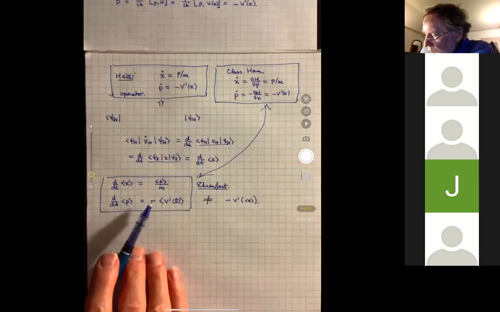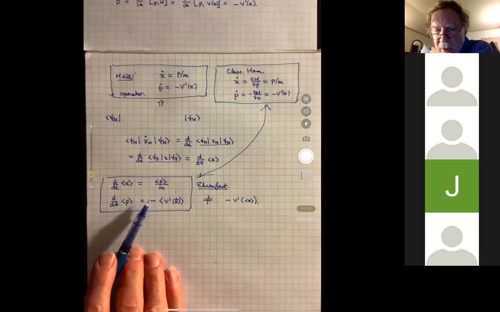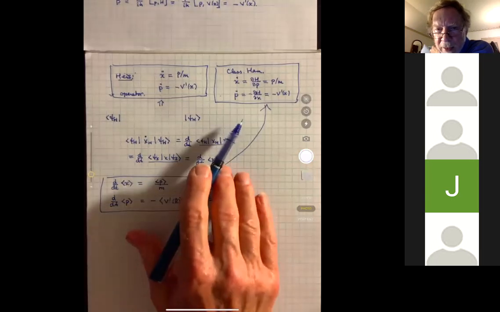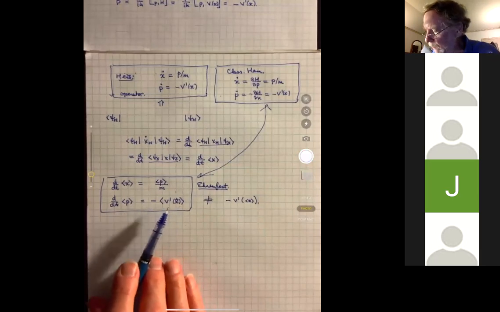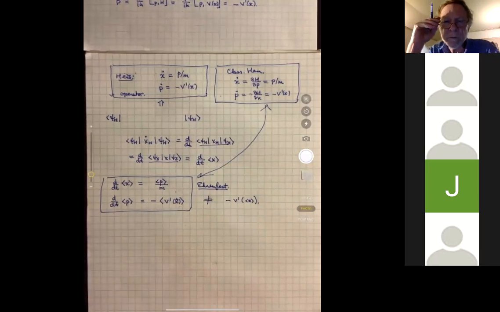And thus what we see is that the Ehrenfest relations are interesting, but they do not tell us that expectation values follow the classical orbit. In fact, they don't follow a classical orbit because of this v prime of x term here. Now, I sort of warn you about that because there are people that run around and say, oh, Ehrenfest says that wave packets follow a classical orbit. You'll hear people say that who haven't really thought it through very carefully. It isn't true. They don't. It doesn't say that.